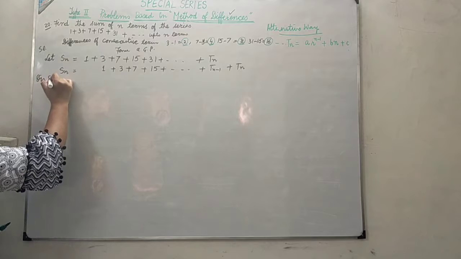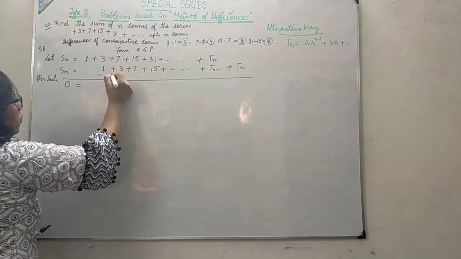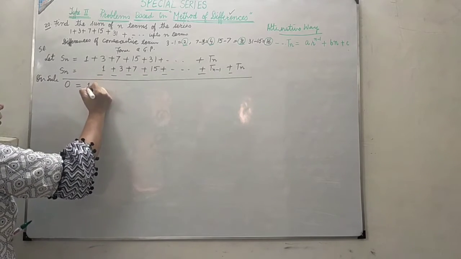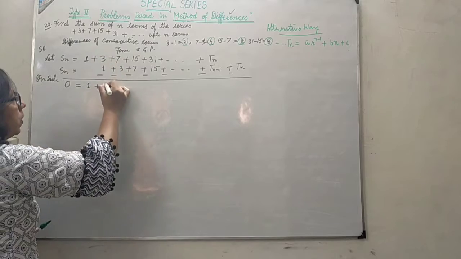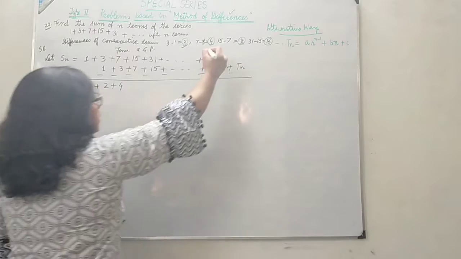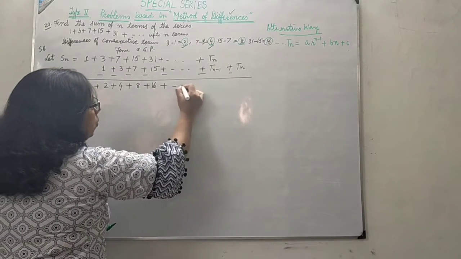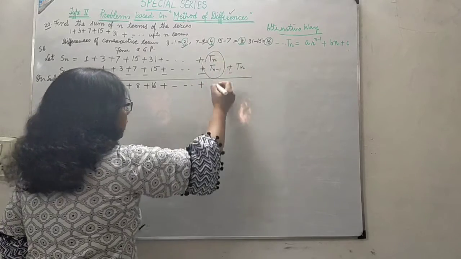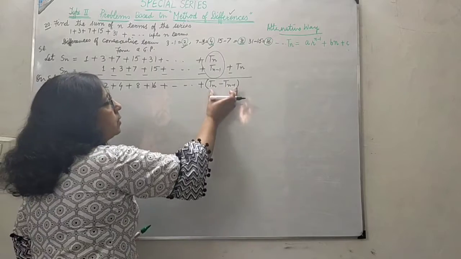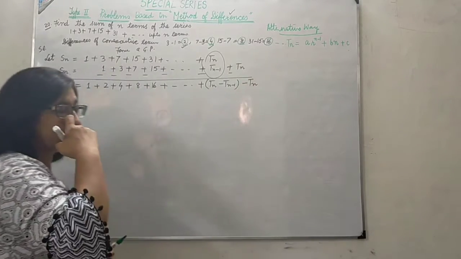And on subtracting, we are getting this as 0. By subtracting, all the signs will be changed with minus. The first term remains 1, and 3 minus 1 is 2, which is your first formal difference, and then 4, which is your second formal difference, and then 8, then 16 and so on. And there is also a difference of Tn minus the previous term Tn minus 1. This is the last difference we are getting, and the last term Tn minus as it is.